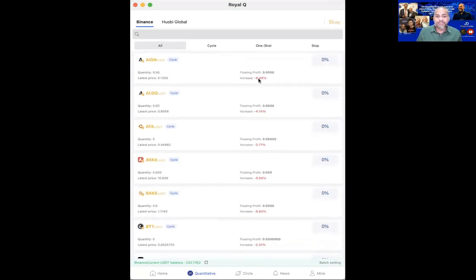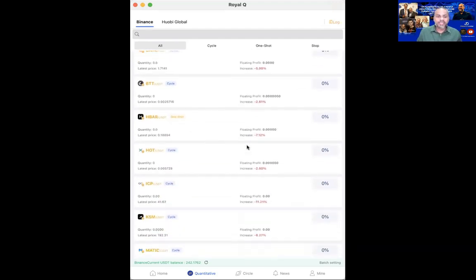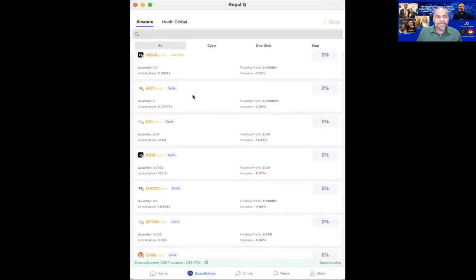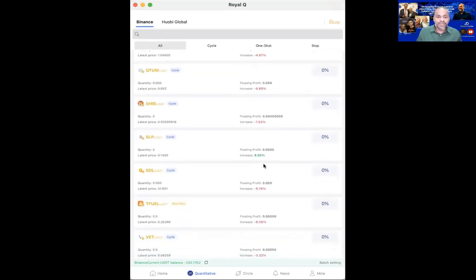Now, the first question that you must ask is this. Look at the increase percentage here. Which increase percentage is the lowest in terms of the negative? All right. So you will see, right? Example, Ion is about -6%. Algo is about -4%. All right. So if you go all the way, we have HBAR, which is about -7%. Now, ICP -11%.